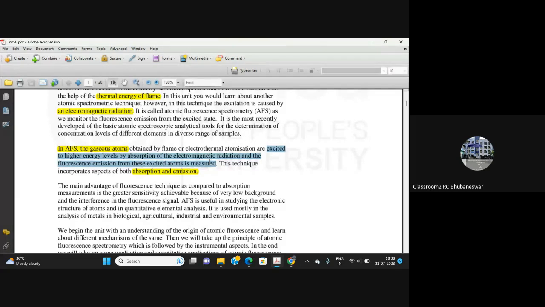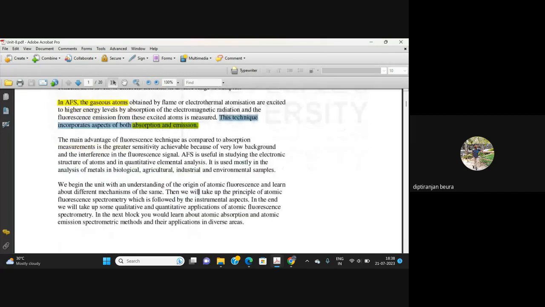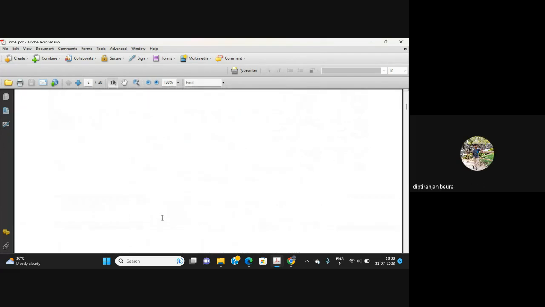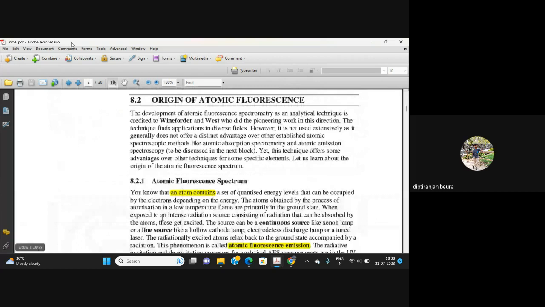But there the difference was you were taking the sample, putting it in a cuvette and just measuring. Here, before that, the atomization process needs to be done. So this technique incorporates the aspects of both absorption as well as emission. Obviously, absorption means it will go to the excited state, definitely emission will happen and it will come to the ground state. So one by one we will move.